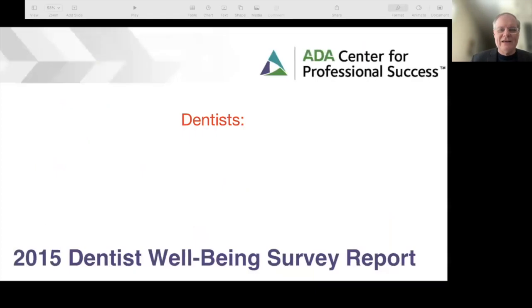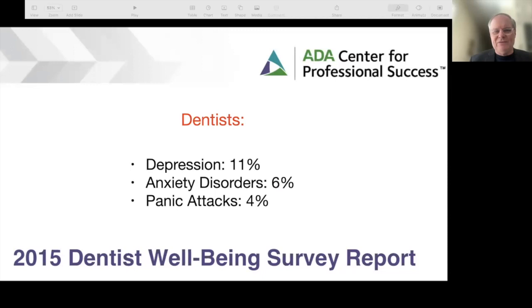On the other hand, the ADA did a 2015 well-being survey. I'll show you some results here. There were about 200,000 dentists. I think about 20,000, usually about 10%, get the survey. They said that about 11% of us deal with depression. Only 1 in 5 actually seek help for it. And anxiety disorder, 6%, and panic attacks, 4%.